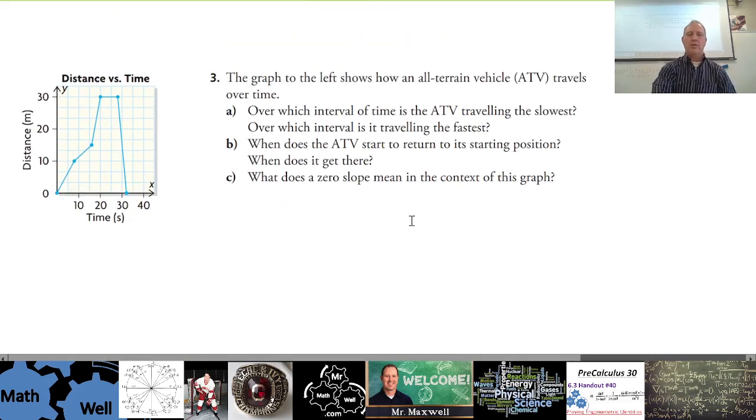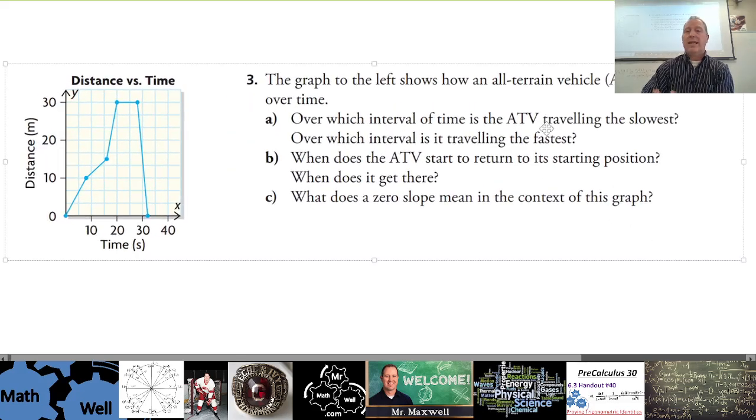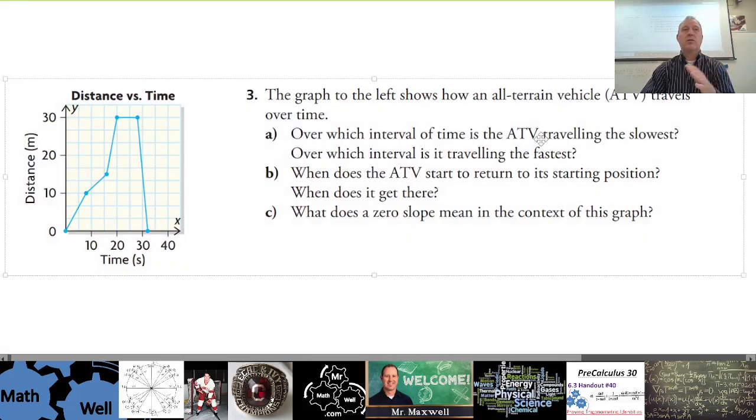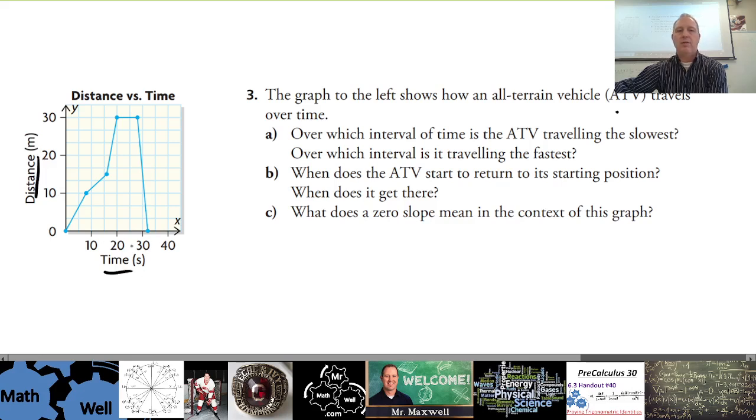I'm going to do number 3 with you here, because this is a graph question, which I think is really important for us to understand what's going on here. So number 3, and again, nobody asked me about number 3, so I'm assuming you all did number 3 and you got it right. Or you haven't tried it yet. So hopefully you have. But number 3 says this: the graph to the left shows an ATV, how it travels over time. So this is distance on the vertical axis and time on the horizontal. Over which interval of time?